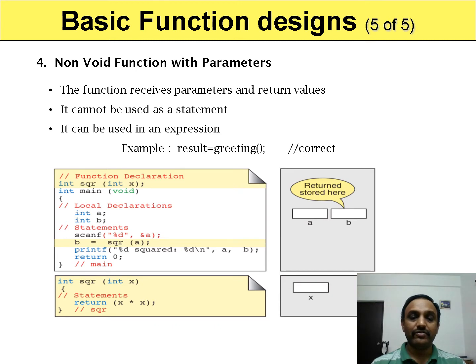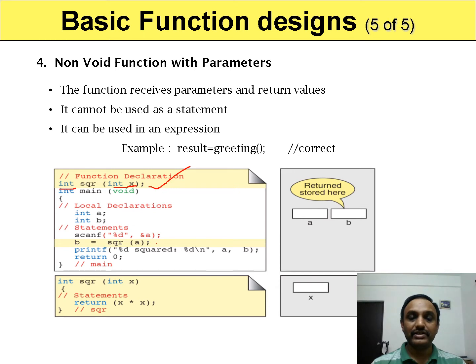Those are non-void functions with parameters. Here in this case, observe we are calculating the square of one value. So this function is returning an integer value. That's why we are taking the return type as int, and we are sending one integer argument to this function.